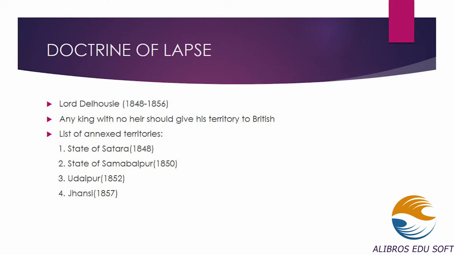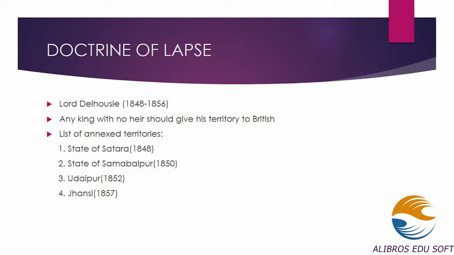Next is the Doctrine of Lapse. Lord Dalhousie started the Doctrine of Lapse. In the period of 1848 to 1856, the Governor General was Lord Dalhousie. Under the Doctrine of Lapse, any king who doesn't have a natural heir had to give away his territory to the Britishers. Given below is the list of territories acquired under the Doctrine of Lapse.